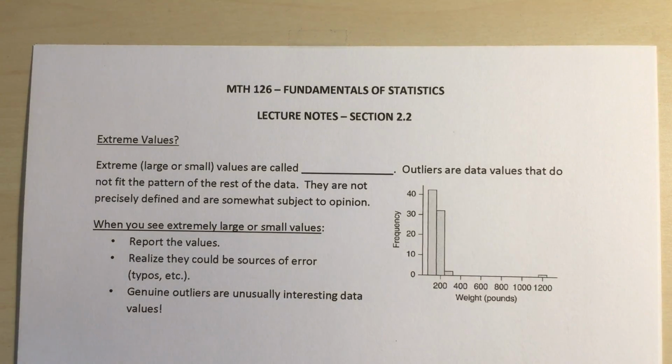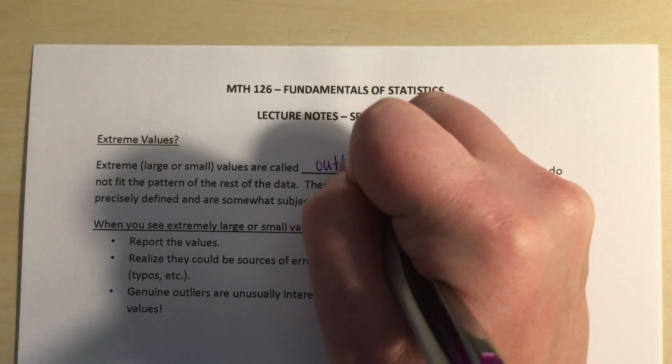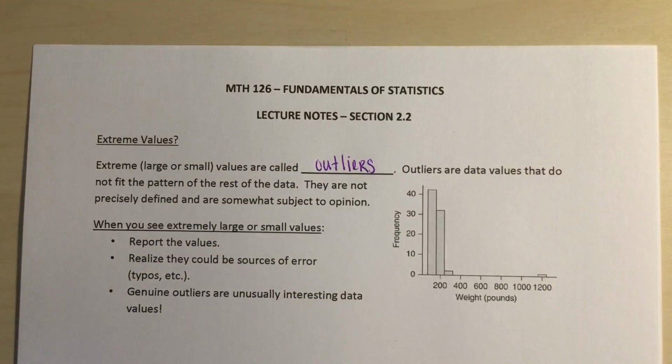All right, the last part of shape when we're looking at a numerical distribution is we want to look for extreme values. Extreme, either large or small values, are called outliers. This is going to be a term that does show up in later chapters as well. Outliers are data values that do not fit the pattern of the rest of the data. They are not precisely defined and are somewhat subject to opinion.